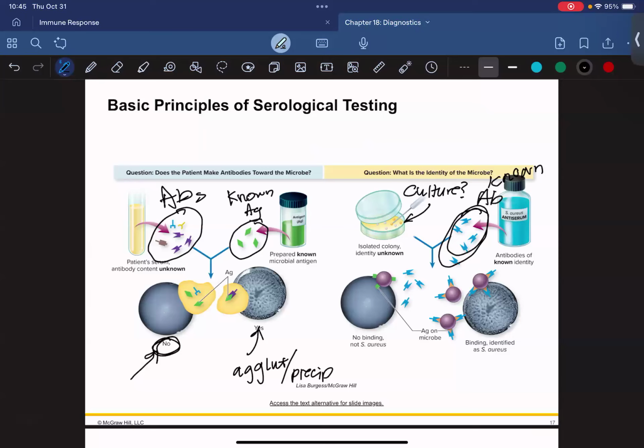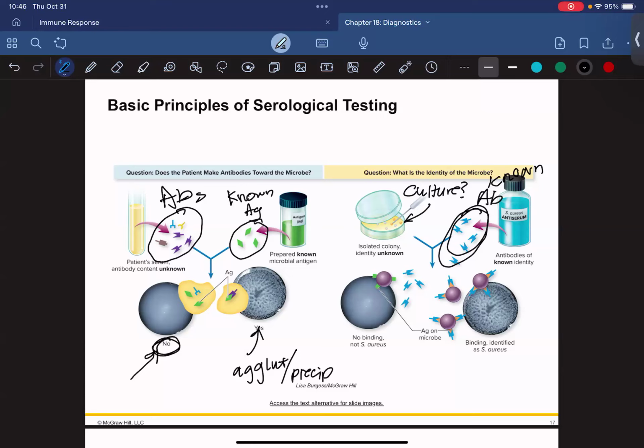Well, we know that a lot of our serological testing bases off of this common concept, which is simply that if you want to know if your patient has the antibody, which is the thing on the left here, does the patient make antibodies to HIV? Then you're going to mix the sample with the antigen and look for a reaction. On the other side of it, what is the identity of the microbe? What antigen is here? Then you can take your patient sample or your culture from your patient sample and mix it with a known antibody and see if there's a reaction.